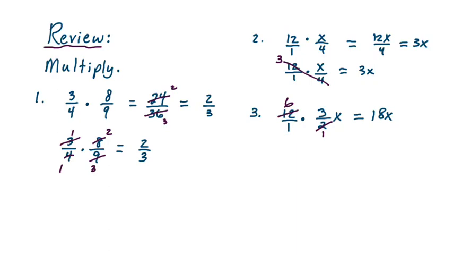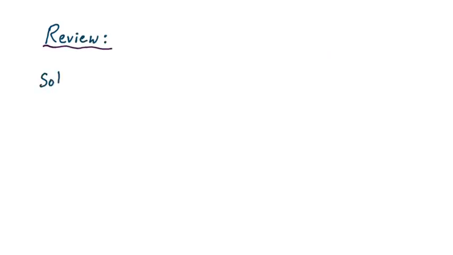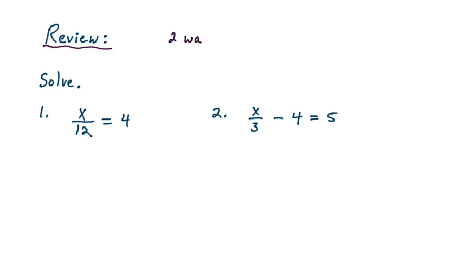All right, now I want to look at how we solve equations, what we've talked about before. So here I've got 2 equations, and in fact there's 2 ways we can solve these. I'm going to start with building on what we did previously. Look at number 1. Our goal is to get x by itself, and so we got to get rid of the 12. So it's x divided by 12.